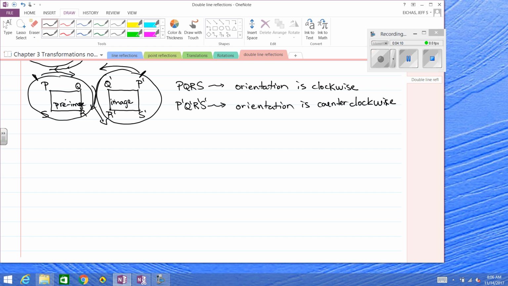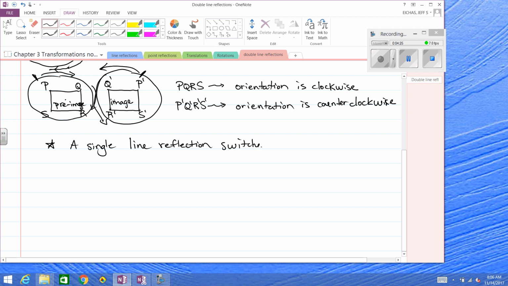Let me write that down. A single line reflection switches orientation. The geometry way of saying that is orientation is not preserved. So you'll hear that or you'll read that.